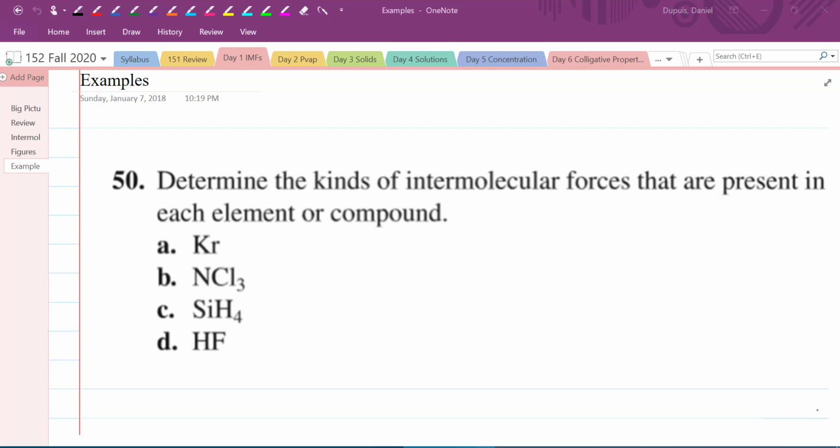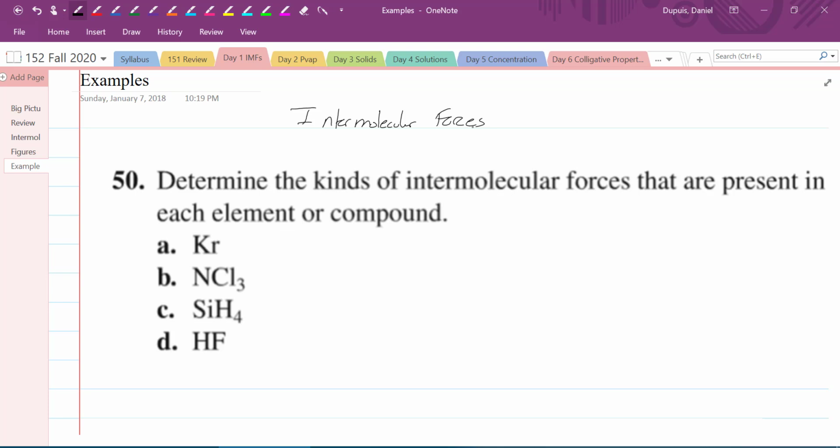Day 1 examples. So we've got a couple of examples to do from the textbook for intermolecular forces. So these are the intermolecular forces examples. And we'll start with 50. And again, this is on the handout in the guided lecture notes. Determine the kinds of intermolecular forces that are present in each of the compounds or elements.